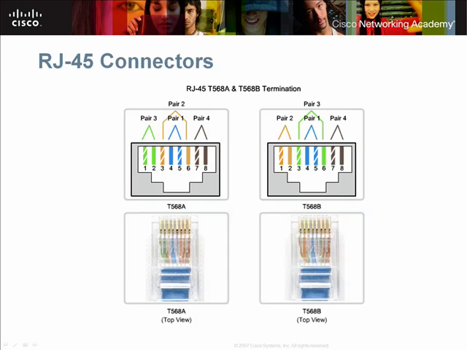UTP, or unshielded twisted pair, is the most universally used copper cable in a LAN. UTP cables have 2 male ends called RJ45 connectors, one on each end of the cable. When viewed from the top, the RJ45s have pins numbered from 1 through 8. It is important to know this orientation so you can identify the different types of UTP cables.